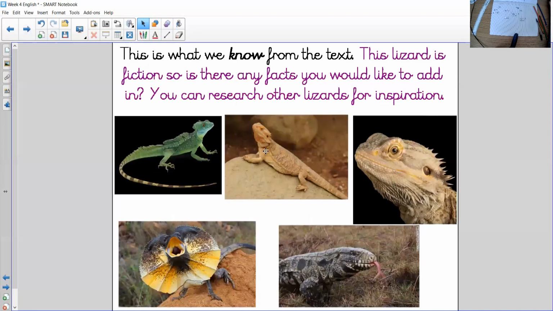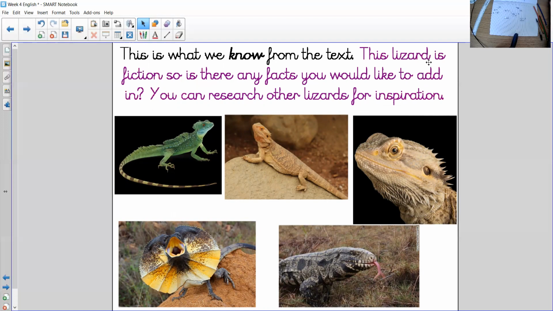So that's what we know from the text about it. We know it's a fictional, well, the story is fictional. So are there any facts you'd like to add in? So I thought it'd be quite interesting there if you could research other lizards as well, give you a bit of inspiration. It might be that they hear with their tongue or something similar like that.